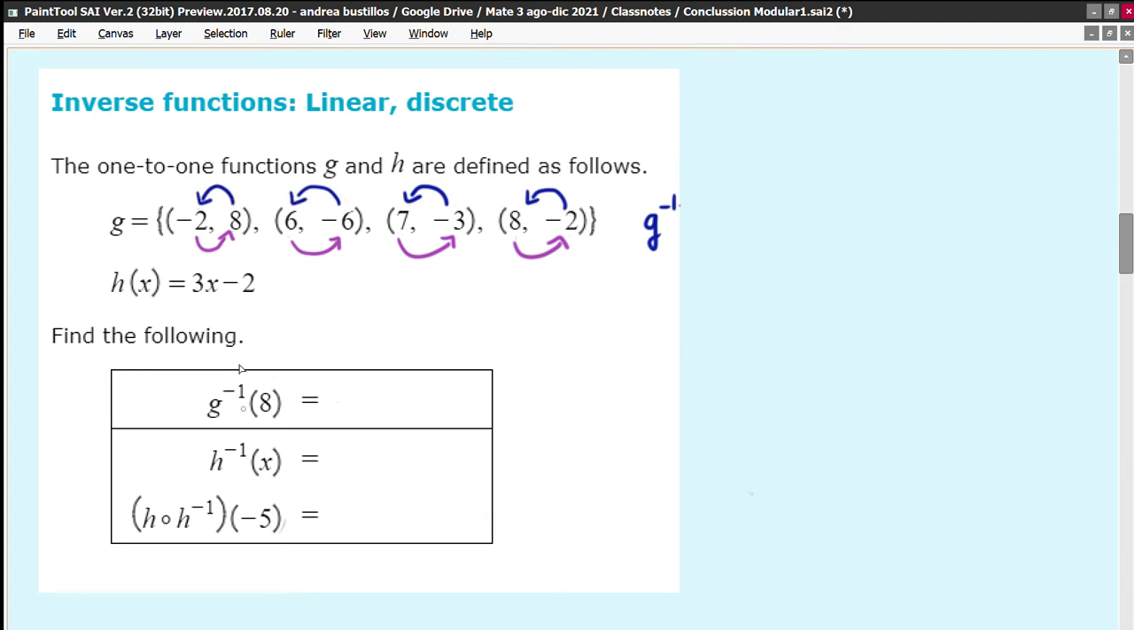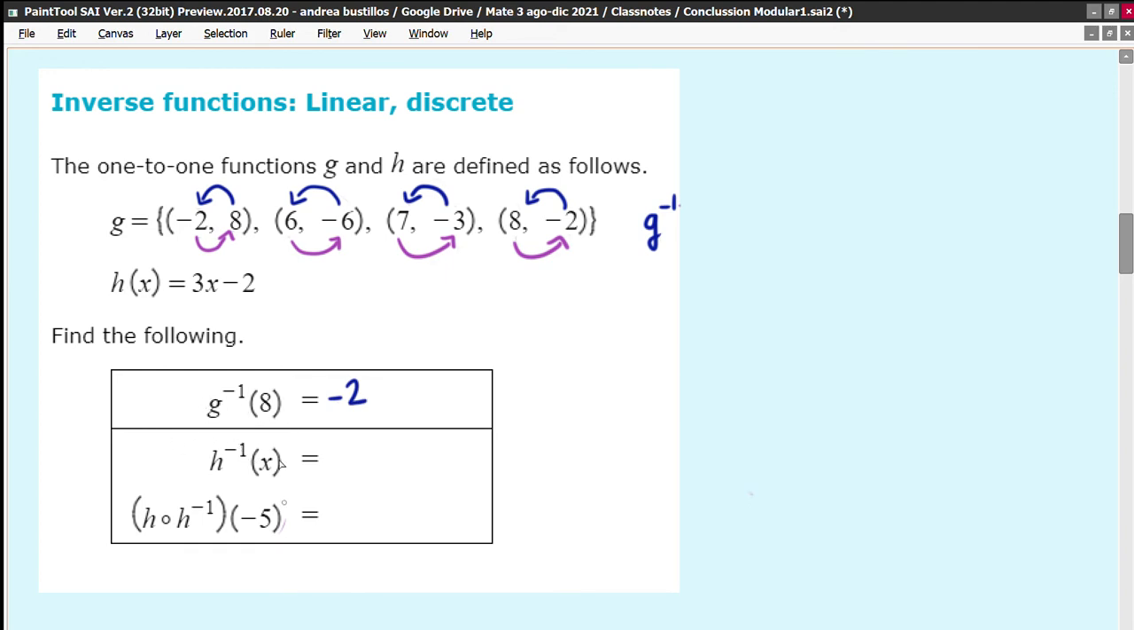So then, if I want to evaluate the inverse function in 8, that means I have to see to what value of x the inverse function g sends the value 8. So as we can see here, the 8 value is sent to -2 by the inverse function.